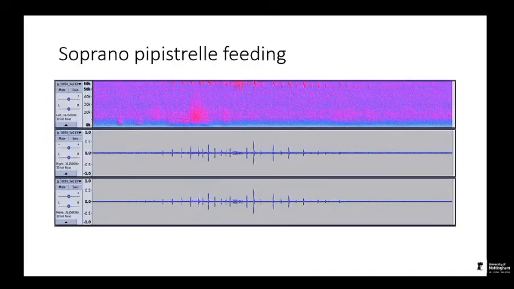And finally, this is my favourite, we've got a Soprano Pipistrelle and there's a feeding buzz in the middle of it.